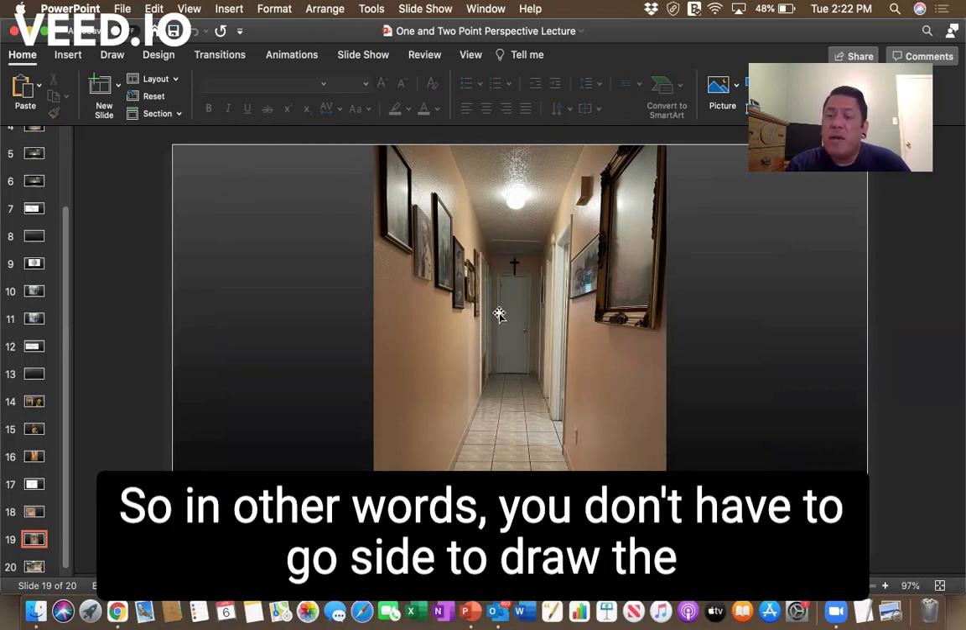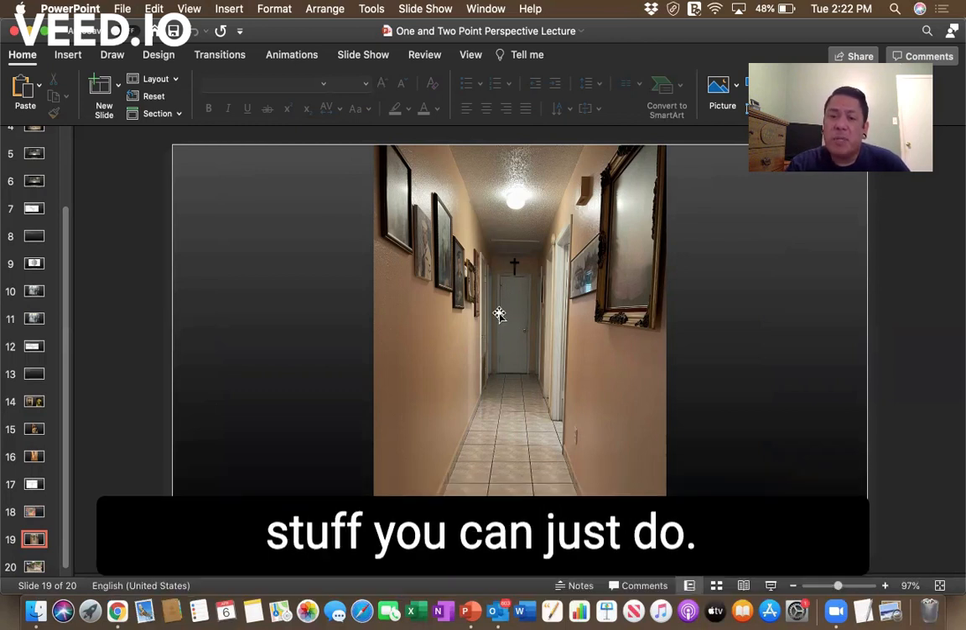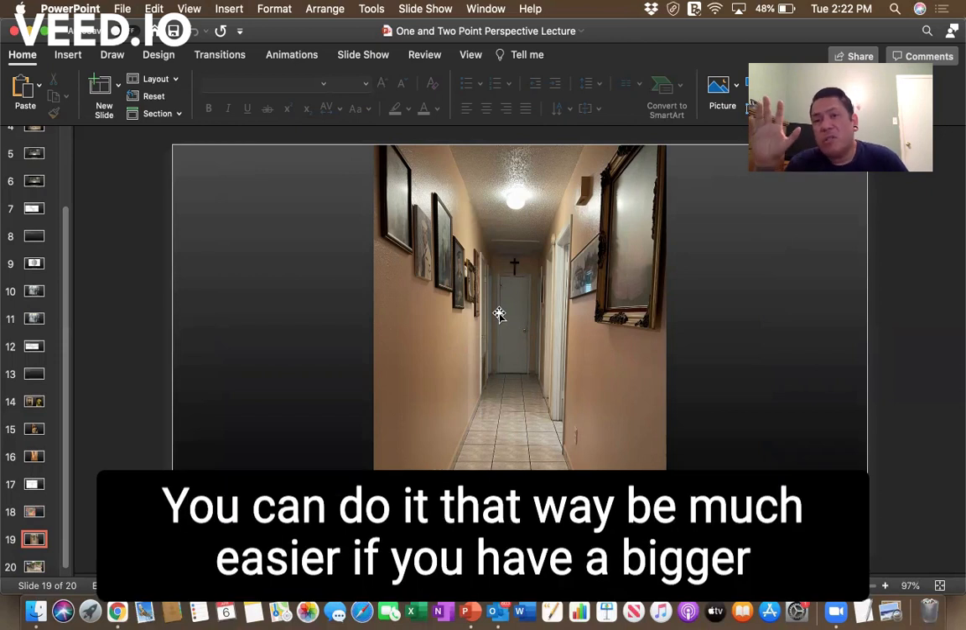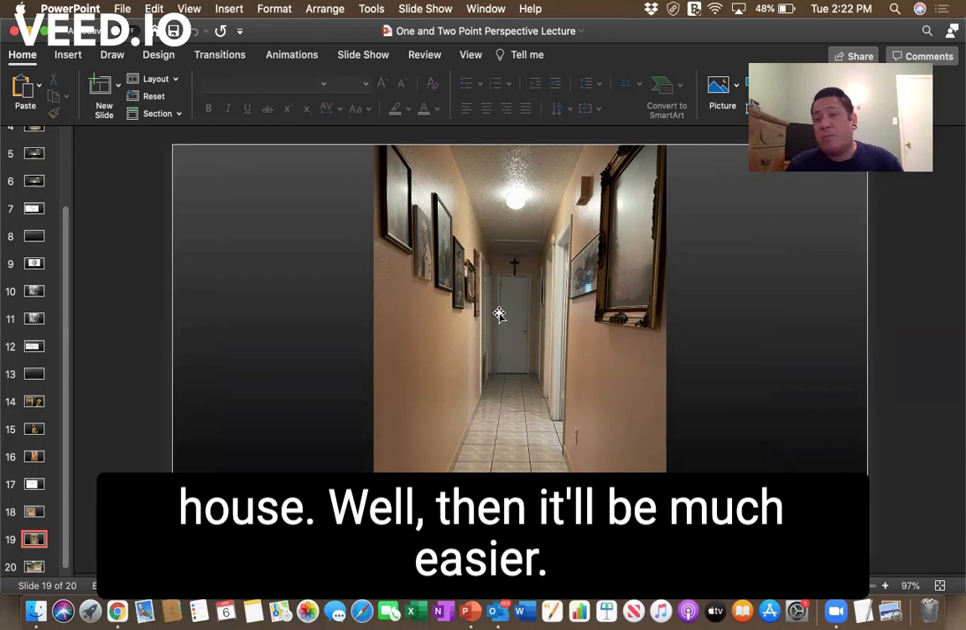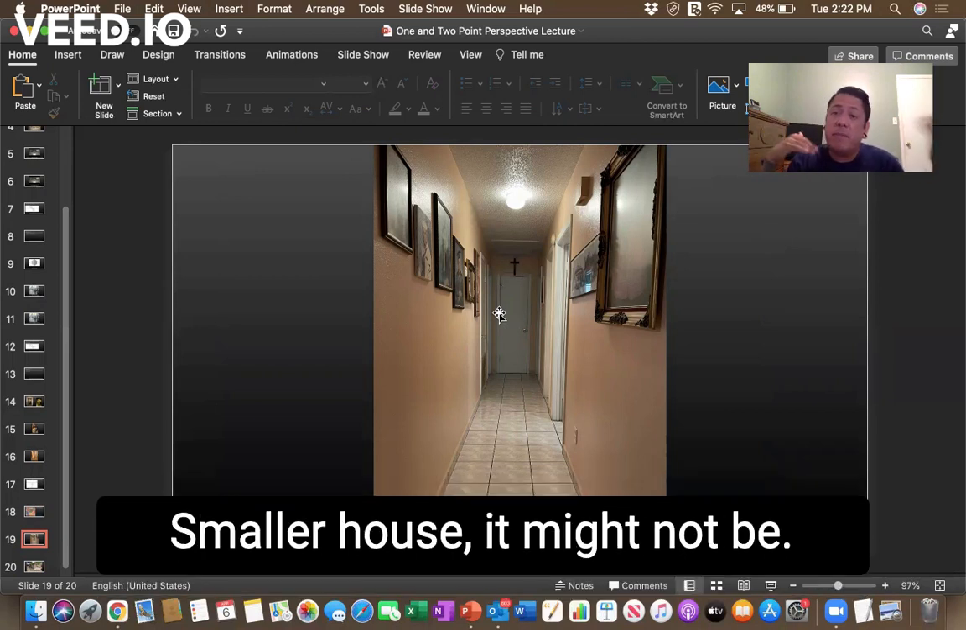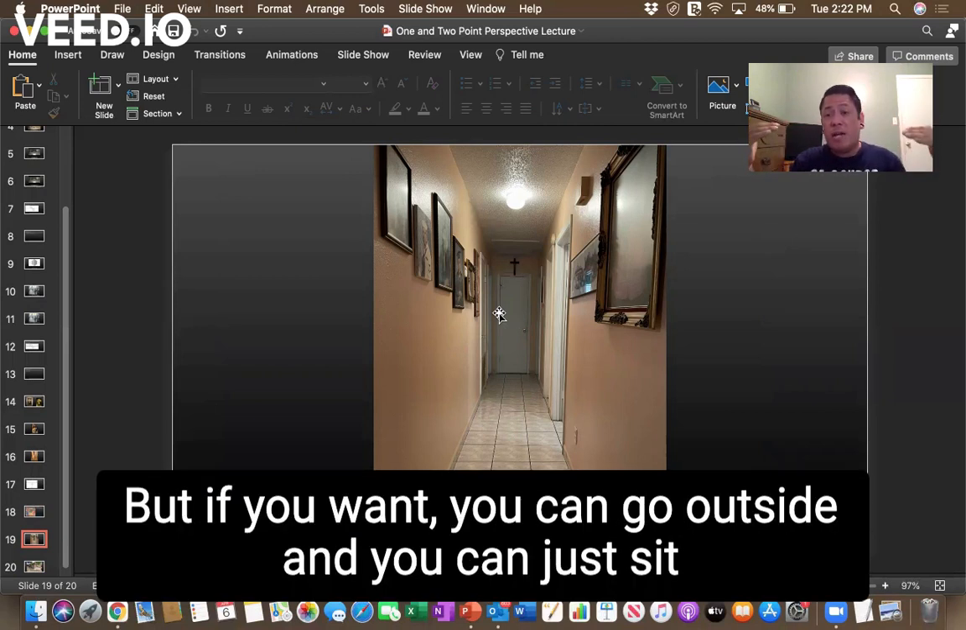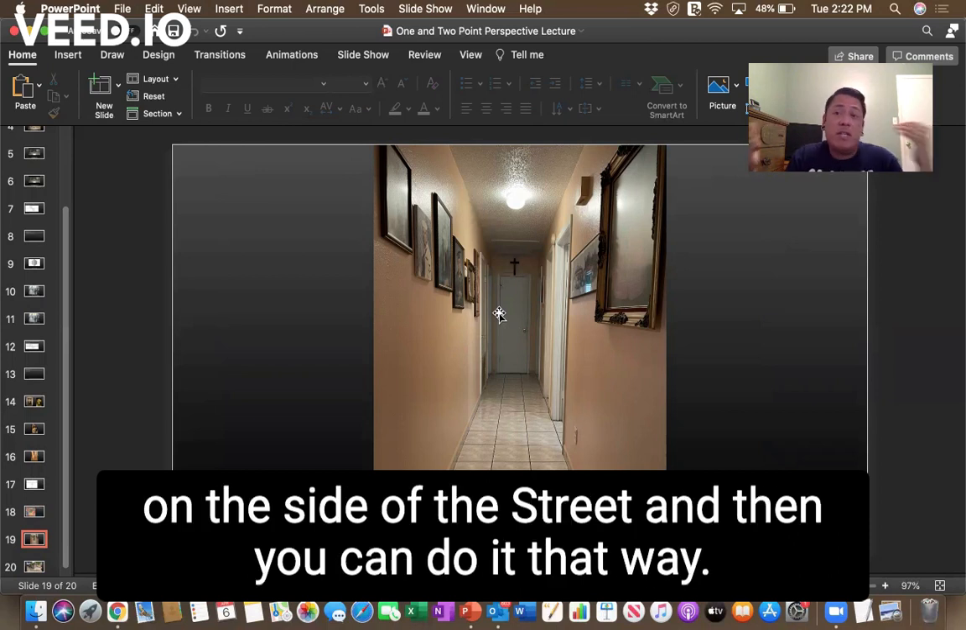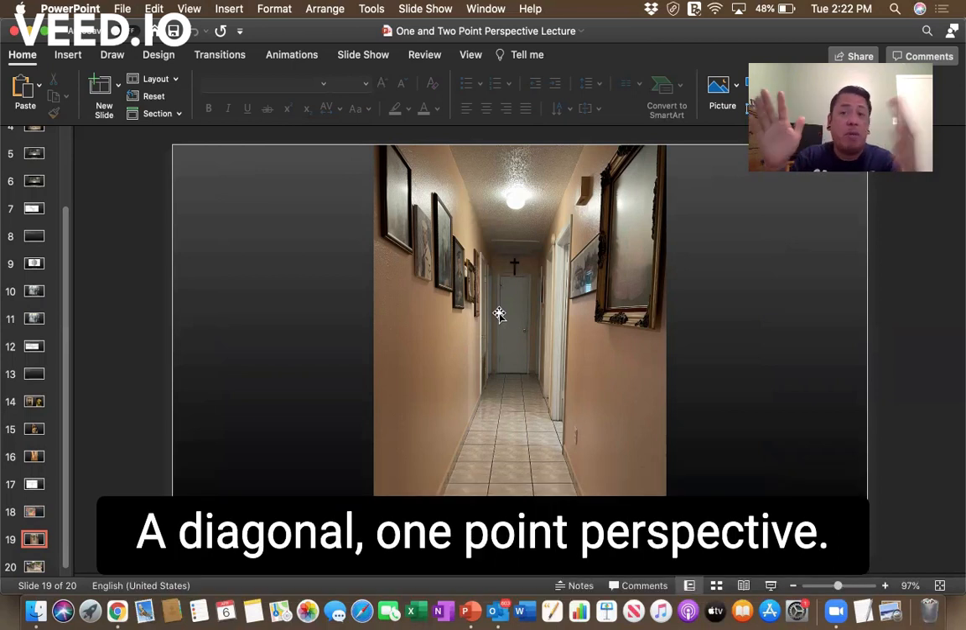So in other words, you don't have to go outside to draw this stuff. You can just do it, let's say a hallway, you can do it that way. If you have a bigger house, then it'll be much easier. Smaller house, it might not be, but if you want, you can go outside and sit on the side of the street, and then you can do it that way, a diagonal 1 point perspective.